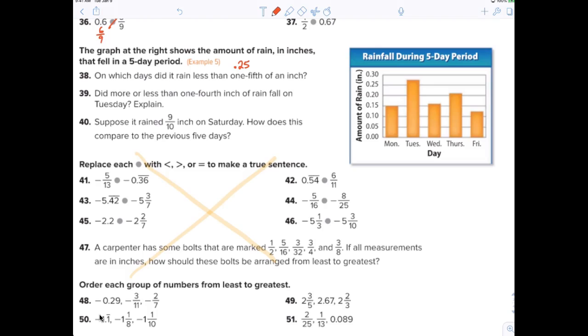So if it rains 9/10 of an inch on Saturday, how does that compare with all the other days? Relationship to Monday, Tuesday, Wednesday, Thursday, Friday. It's a lot more. All right, 0.9 is greater than all the other days. All right, here we go.